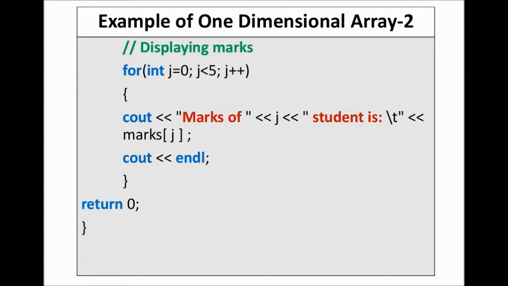Similarly, we use a for loop to display these marks one by one on the screen. We use the for loop: for int j is equal to 0, j less than 5, j plus plus, and then we use the cout statement, cout marks of student, and then we write marks into brackets j, where j is the index value. It starts from 0 and goes to 4.